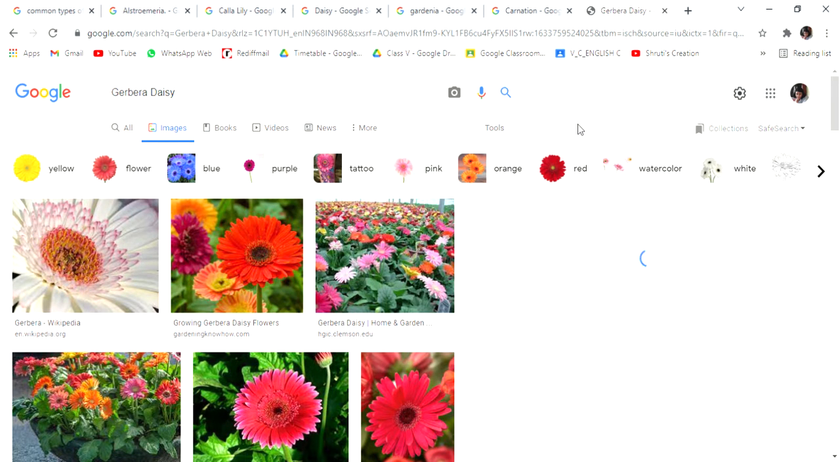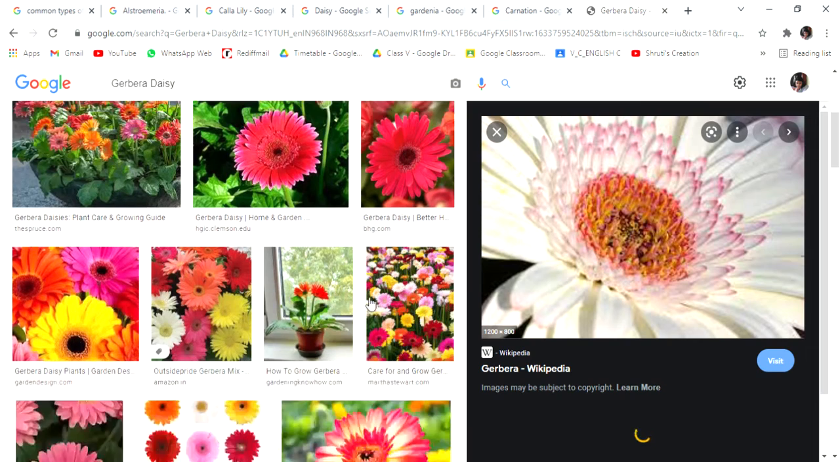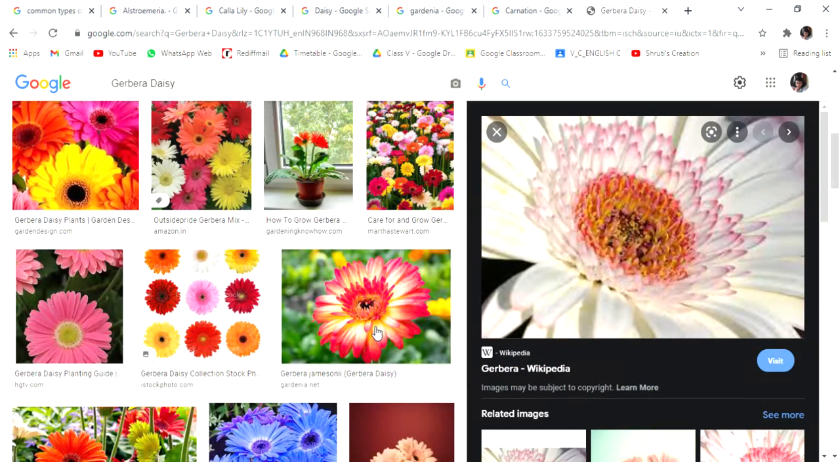It also has many colors: yellow, blue, purple, pink, orange, red. Many colors are there, and you can go searching like that. Gerbera daisy is also called Gerbera gems. Now here you can see this one. It's very beautiful, this flower, Gerbera daisy.